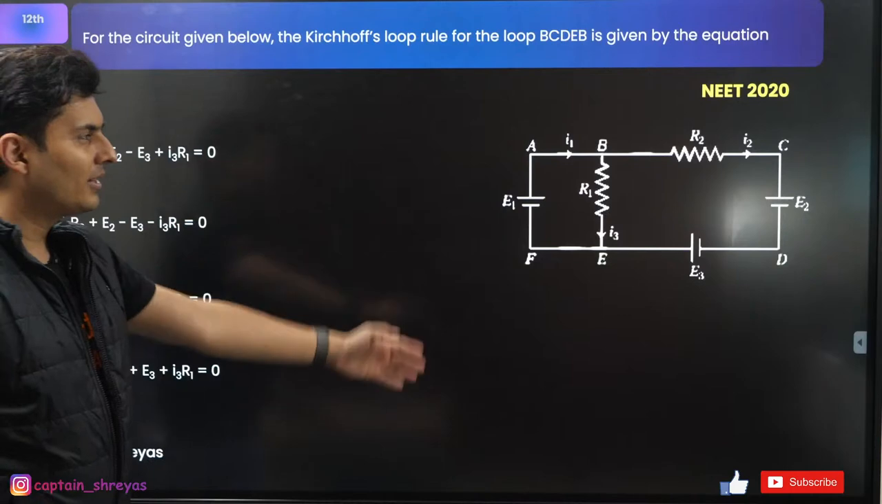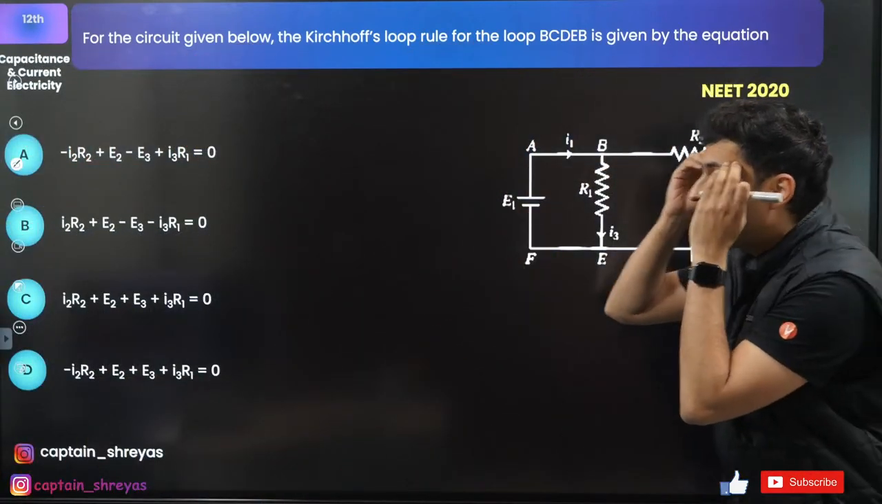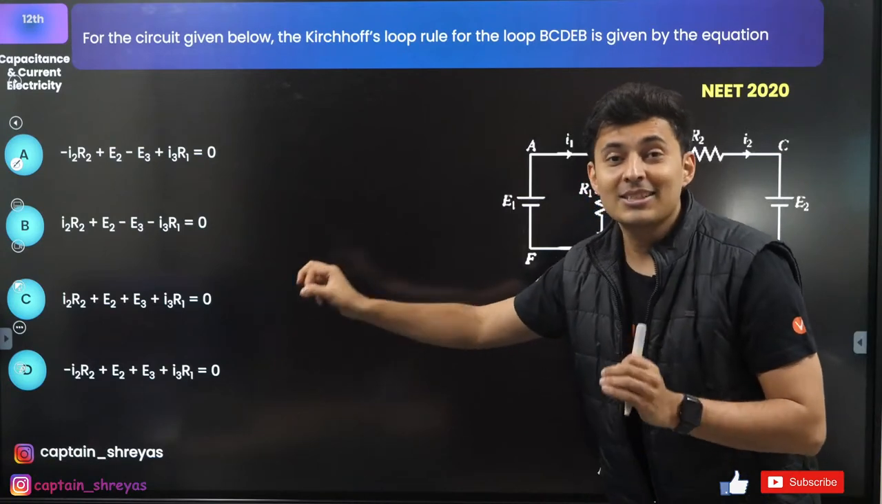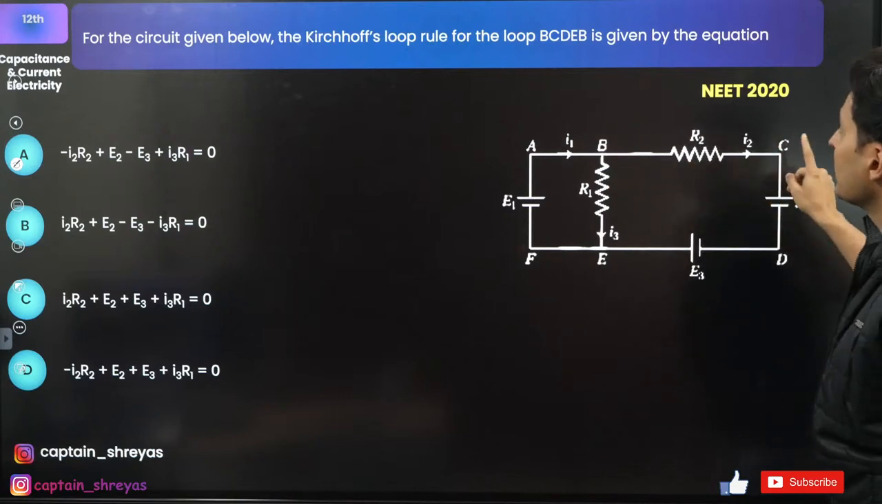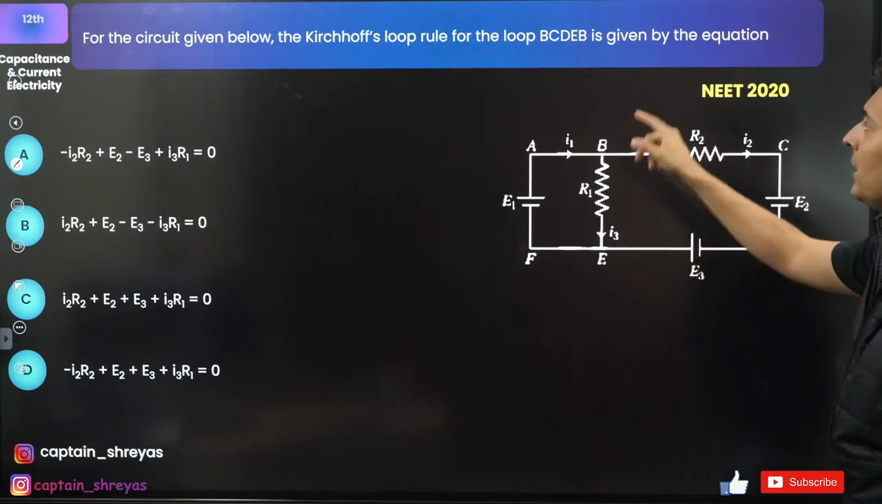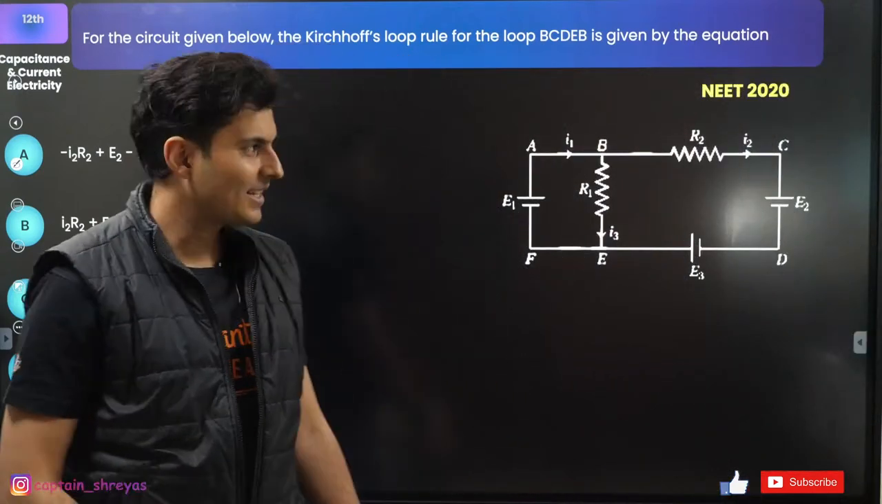Let's see if you guys can solve this question. The question which came in NEET was just to write down the equation, not even solve. Just write down the equation for the loop B, C, D, E, B. This loop, just write down the equation. Come on, let's see if you guys can do it.